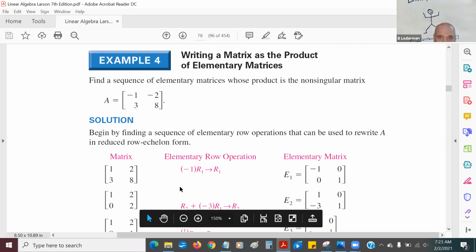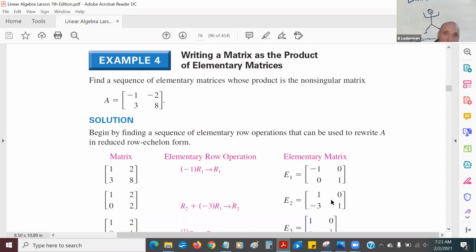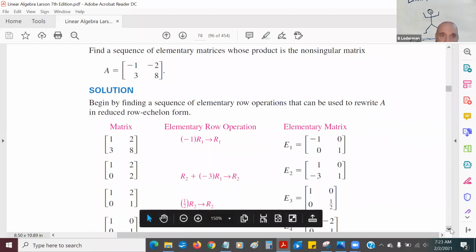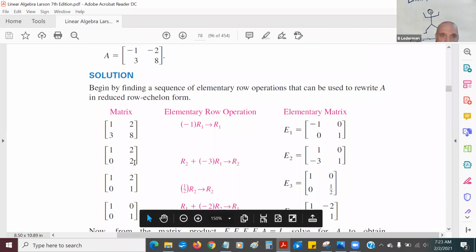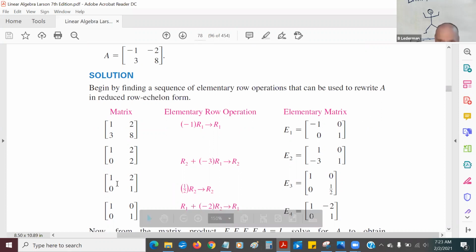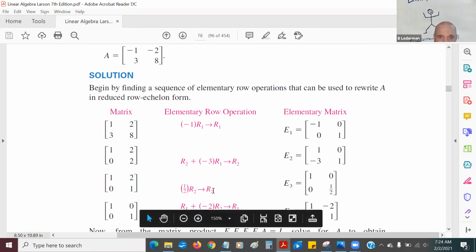That's what we did over here, and that corresponds to this matrix right here, 1, 0, -3, 1, because to get from the identity matrix to E2, I added -3 times the first row onto the second row. Okay, the next thing I want to do is turn this 2 into a 1. So I'm going to multiply the second row by 1/2, and that gives me this matrix right here. The matrix that corresponds to this row operation is E3, 1, 0, 0, 1/2.